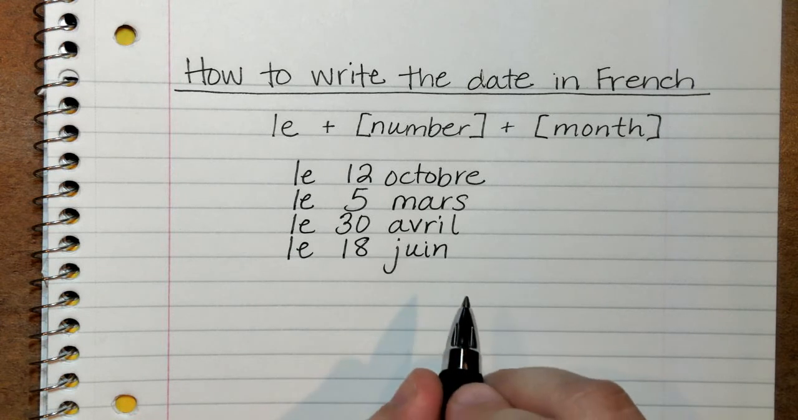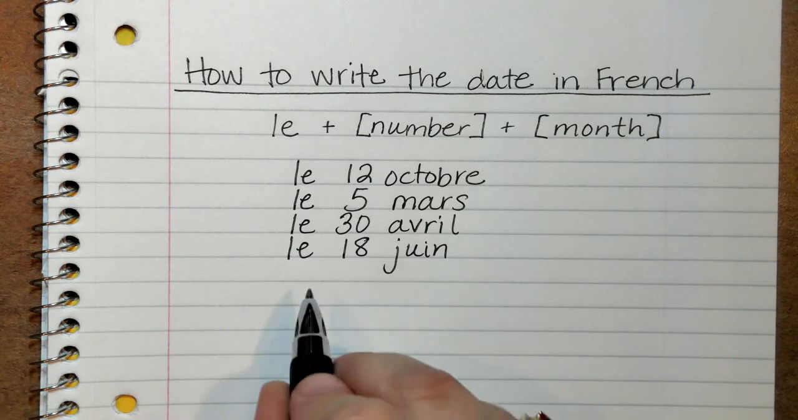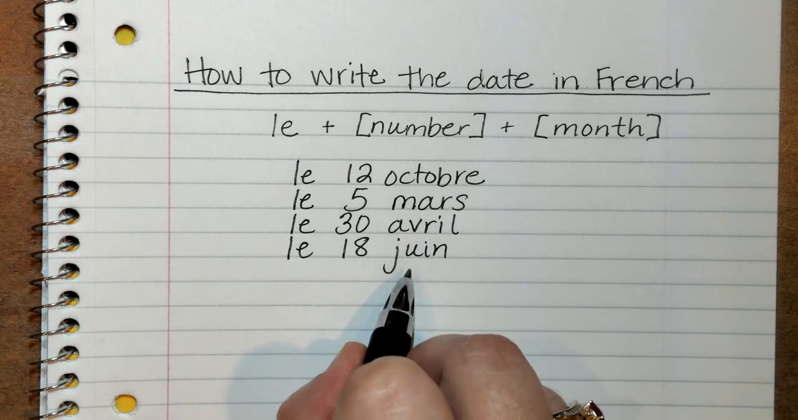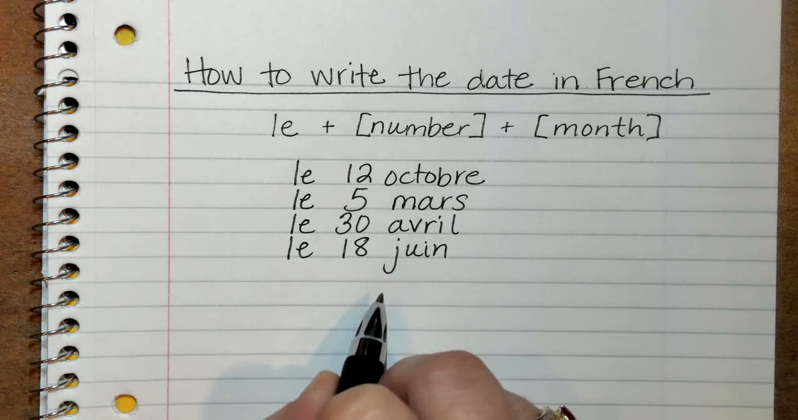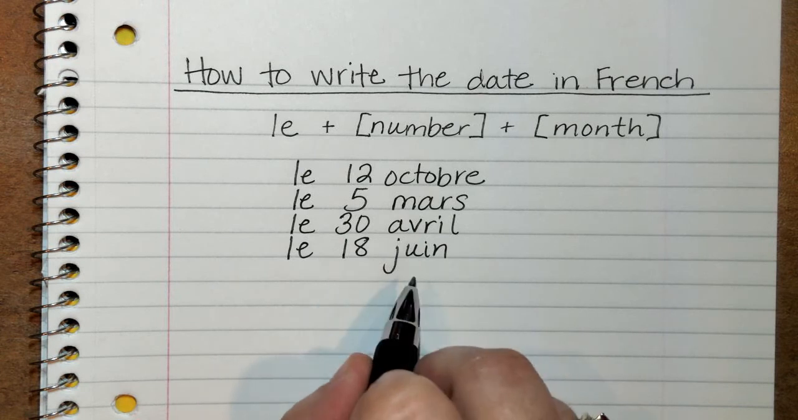So this is backwards from the way we usually do it in English. You can say in English the 18th of June, but most people say June 18th. In French, you don't have that choice. You have to put the number before the month.